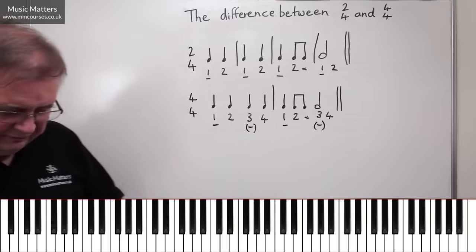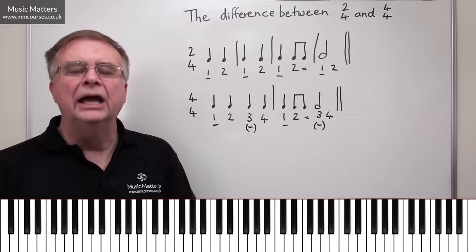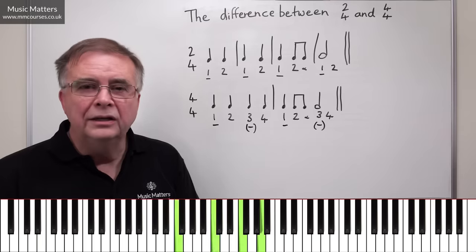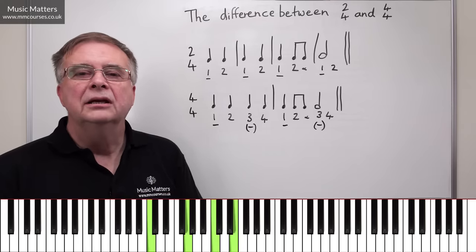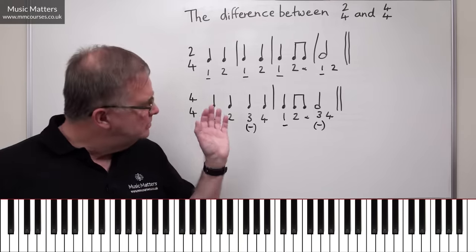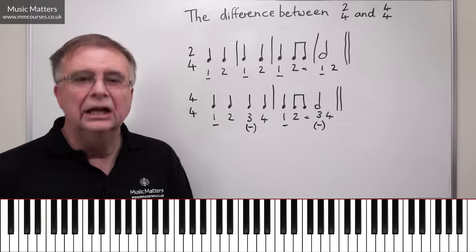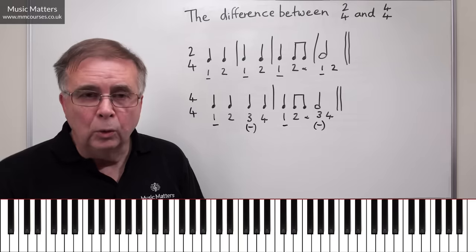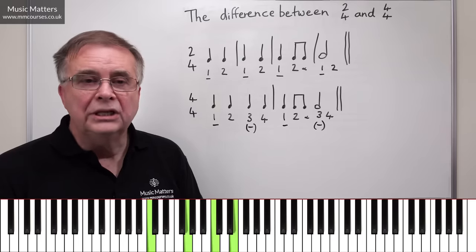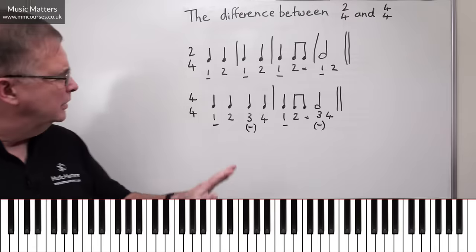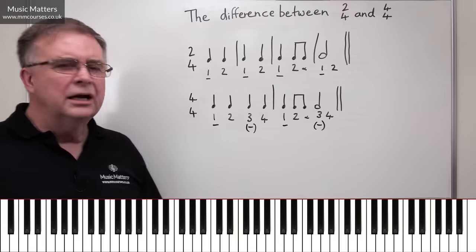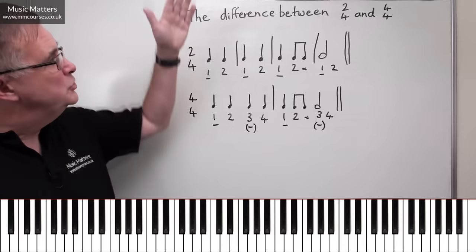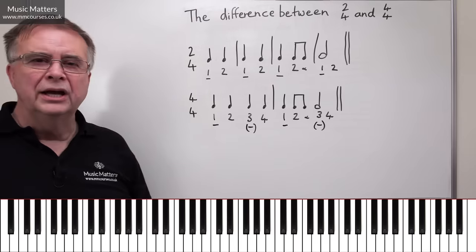So if we just put the emphasis on the first beat for now, we get 1, 2, 3, 4. 1, 2, 3, 4. That makes it very clear. If I do a little bit of a half stress on 3, 1, 2, 3, 4. 1, 2, 3, 4. You can feel that we've got a main stress and a kind of half stress on the third beat. Now that is the subtle difference between 2-4 and 4-4 time.